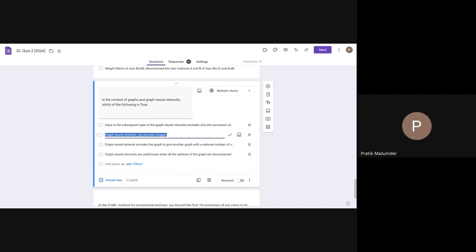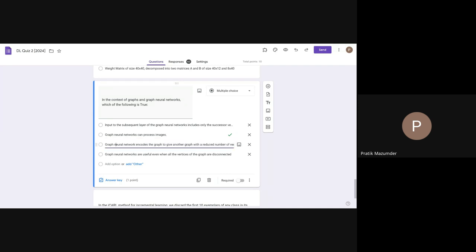Graph neural networks can process images. It's true because you can basically represent an image, as we had discussed while discussing why a convolution network can't be used for graphs. Your image is basically a structured graph. You have a very definite structure. You already know which are the neighbors of a particular pixel, and that way you can design a graph based on any image, and then basically run it through a graph neural network.